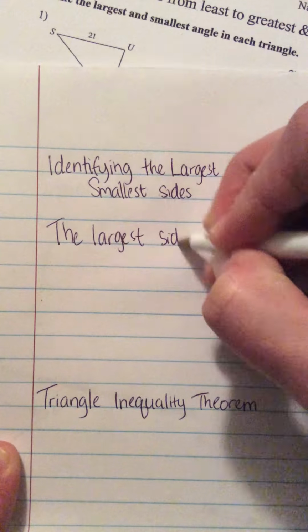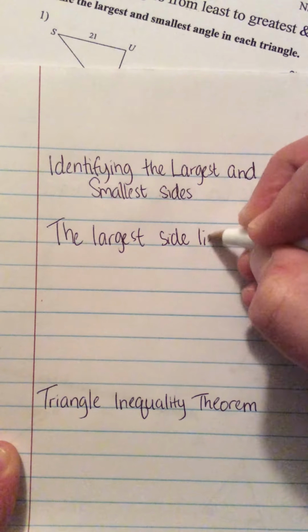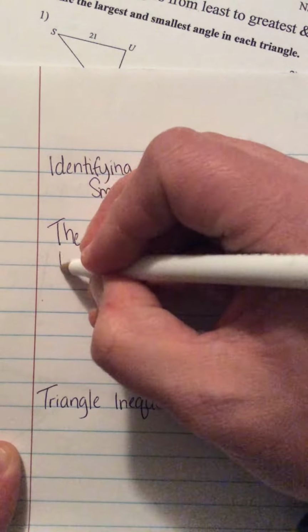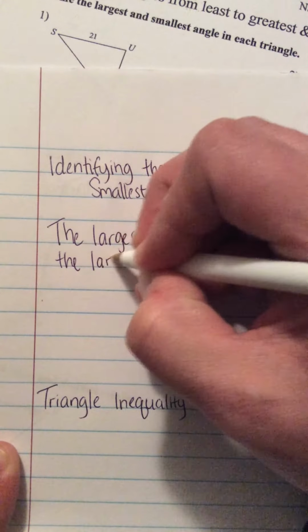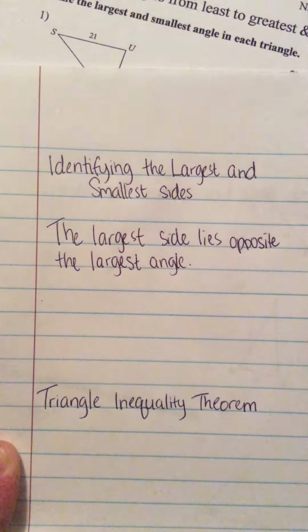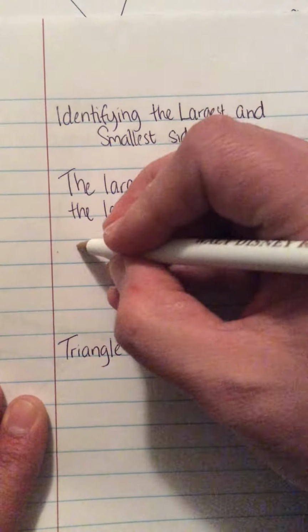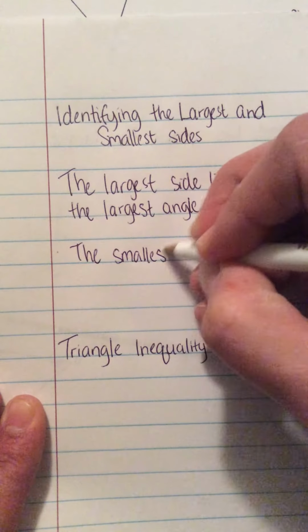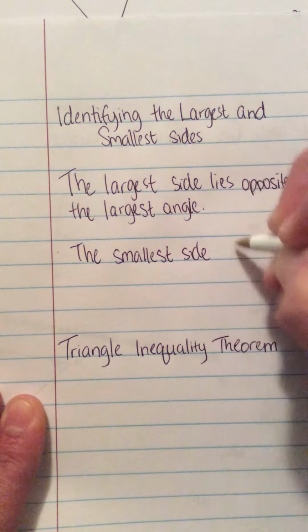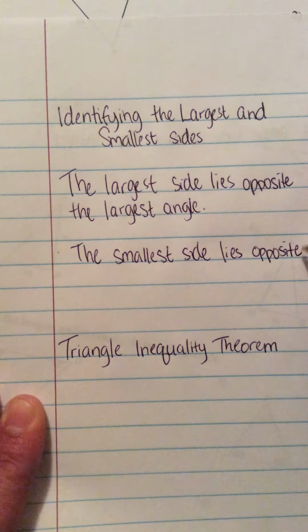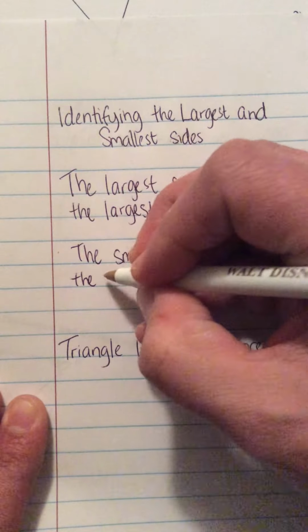The largest side lies opposite the largest angle. On the same note, the smallest side lies opposite the smallest angle.